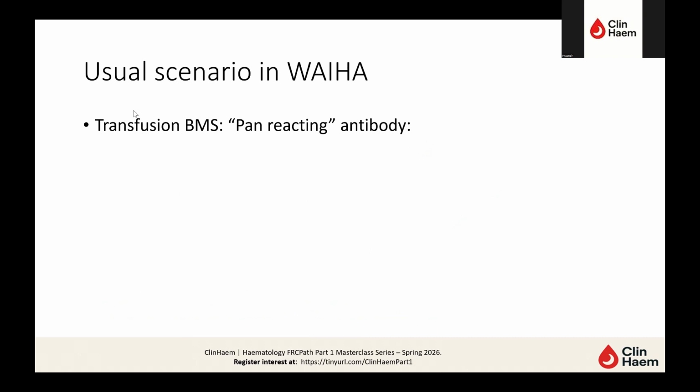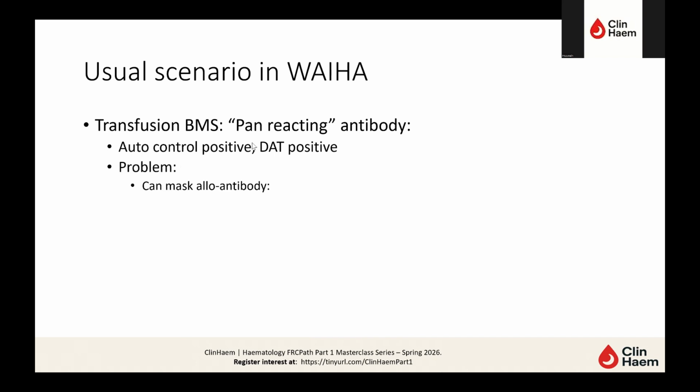So usually what happens in warm AIHA, because as I said, the antibody is pan-reactive, you, as the hematology person on call, will get a call from the lab. I've checked this patient's screen and this is coming as pan-reactive to all the screen cells and pan-reactive to all the panel cells. What do we do? How do we find blood for the patient? And they will say that the autocontrol is positive as well, DAT is positive as well.